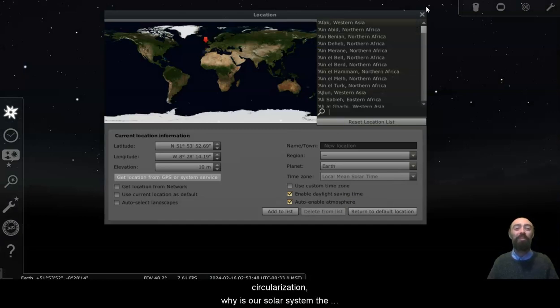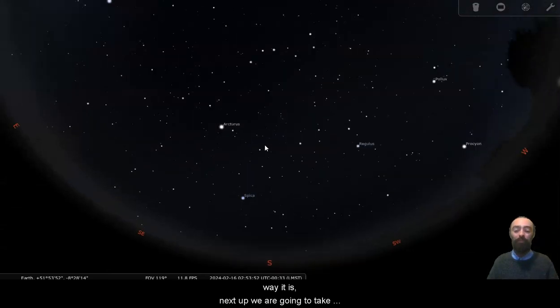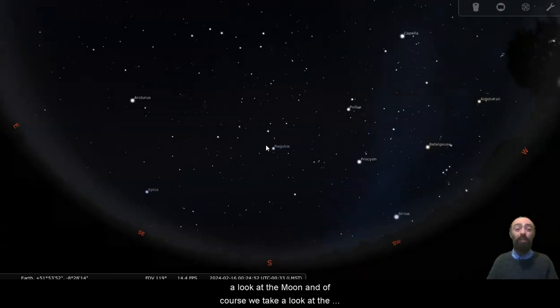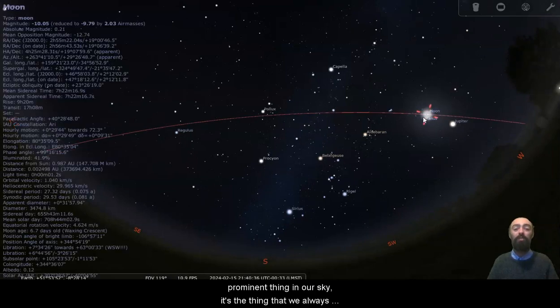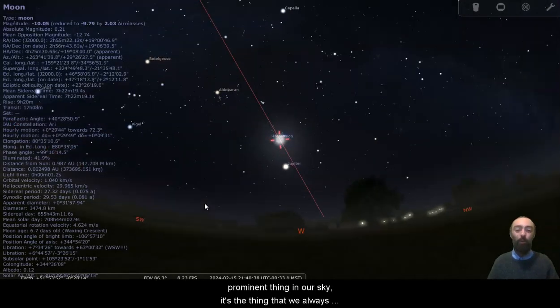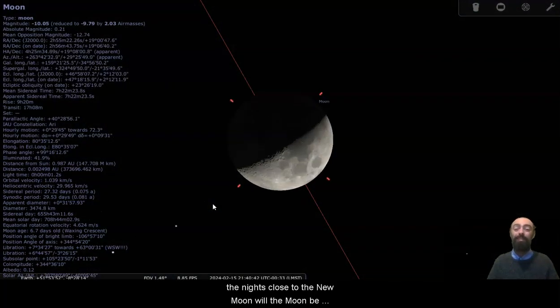Why is our solar system the way it is? Next up, we are going to take a look at the moon. And of course, we take a look at the moon a lot on this channel. It is pretty much the most prominent thing in our sky. It's the thing that we always see almost every night. Only on the new moon and the nights close to the new moon will the moon be completely missing.